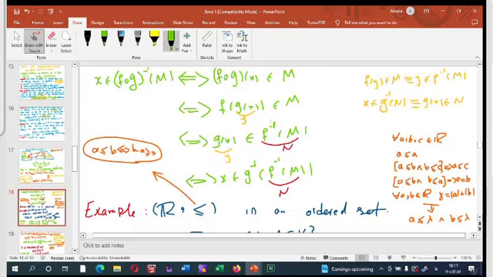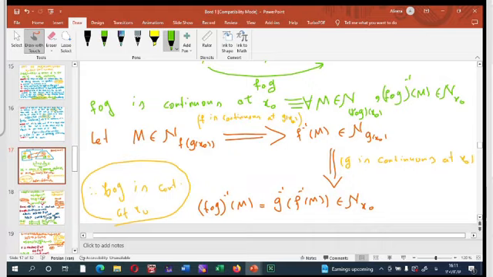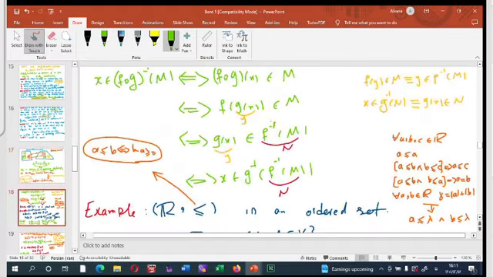Please note that we can see the proof of this equality easily. x belonging to this set, this is an inverse image, equal to F∘G(x) belonging to M. You know this definition, the definition of inverse image. F∘G(x) belonging to M, and this is equal to this condition, F(G(x)) belonging to M.